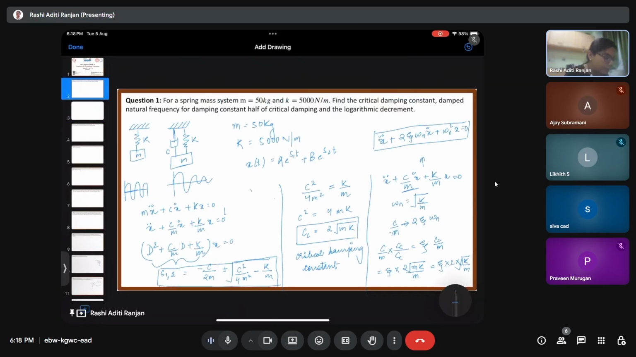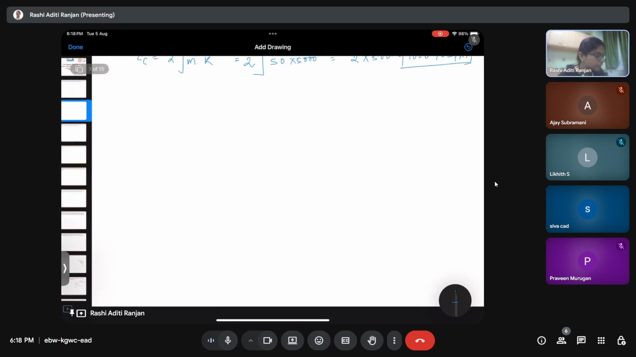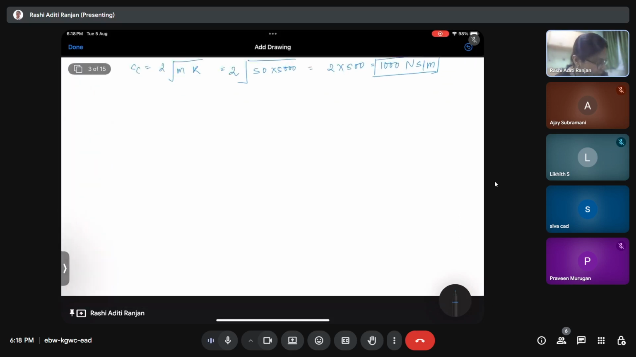Coming on to the second part, which says that we have to find out the damped natural frequency for damping constant half of the critical damping. Okay, so we have the damping constant C as half of Cc. Now we have to find out the damped natural frequency. What is the damped natural frequency?